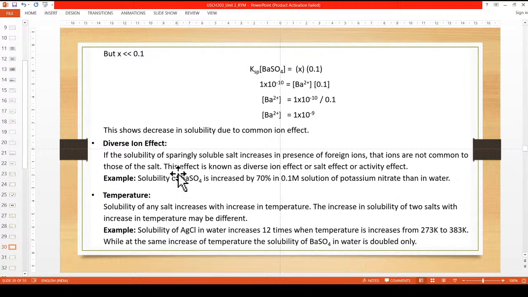What do you have to remember in the diverse ion effect? Diverse ions decrease precipitation and they increase solubility. Due to the presence of diverse ions, the solubility of the compound increases. For example, if you have BaSO4 again and you just add a pinch of potassium nitrate, solubility increases by more than 70%. Then temperature: the trend is that solubility as well as solubility product increases with increase in temperature.